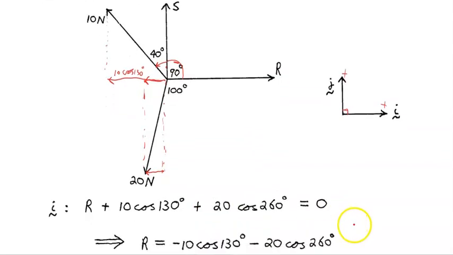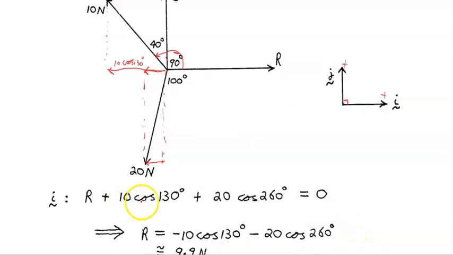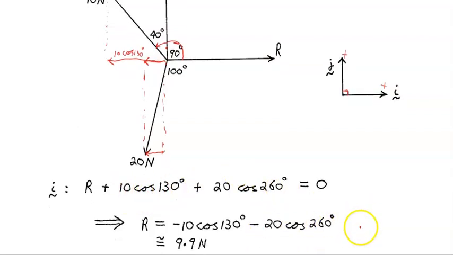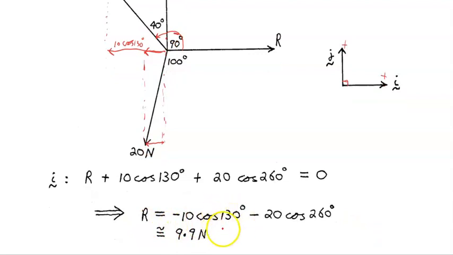Next line down, we can take the 10 cos 130 and the 20 cos 260 to the other side to give us R. Again, cos 130 is negative times minus 10 is positive, and cos 260 is negative times minus 20 makes a positive result, and we get 9.9 newtons to the right. So R is 9.9 newtons to the right.